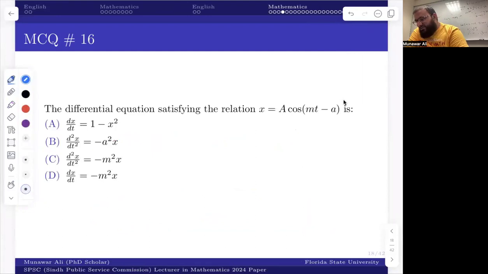This is a very simple question. You are given a function. You have to see which differential equation this satisfies. Just put it in the differential equation and see what happens. But I think deducing the correct differential equation would be easy in this case.